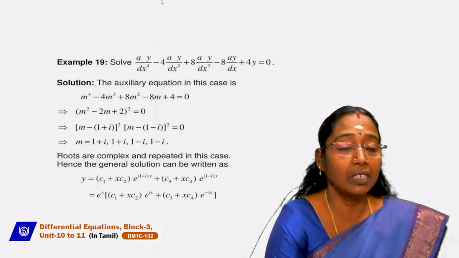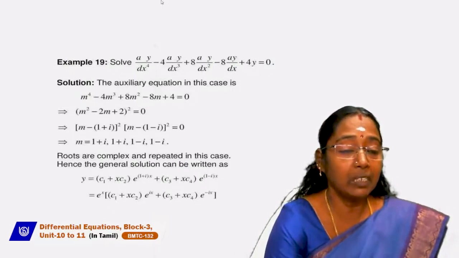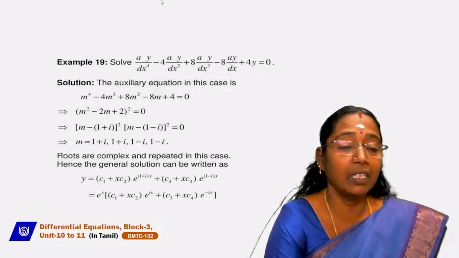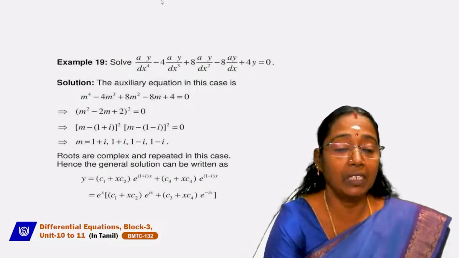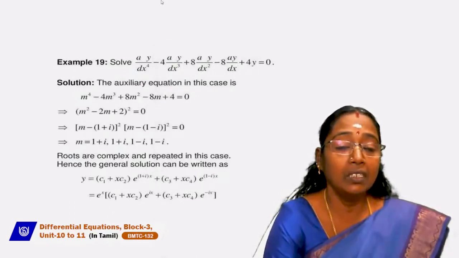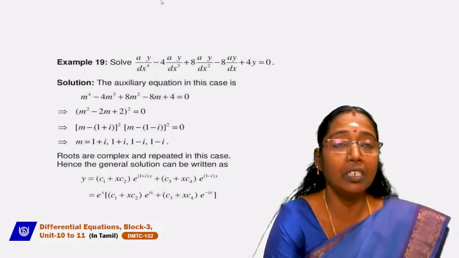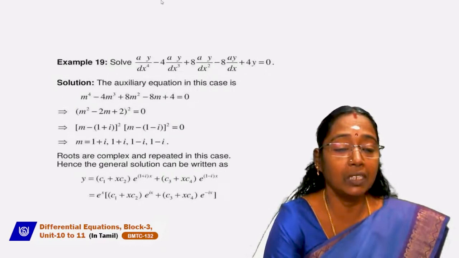Therefore, as the roots are repeated, you have to write the general solution in the combination of c1 plus x into c2, and then the first root e power 1 plus i into x. Again, the third and fourth roots are repeated. Therefore, you have to write a linear combination of c3 plus x into c4 into e power 1 minus i into x. That is equal to e power x into c1 plus x c2 into e power 1 plus i into x, which can be split into two components.